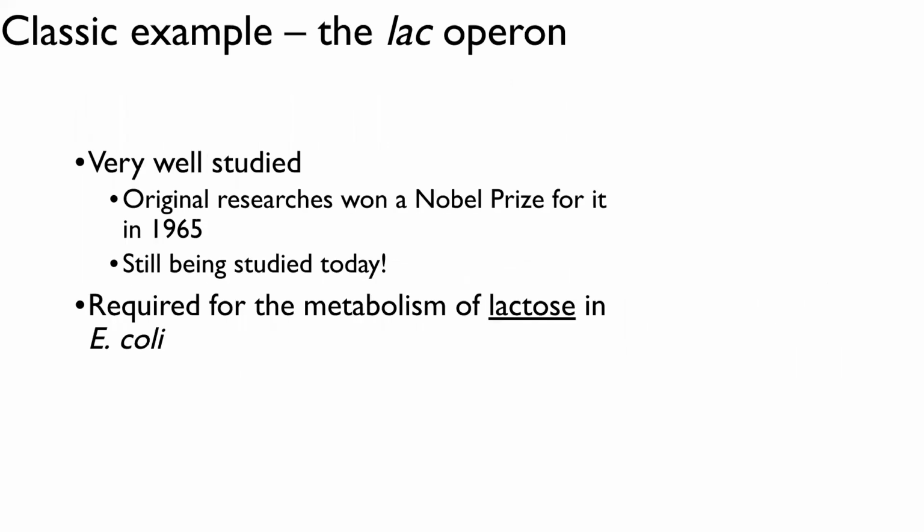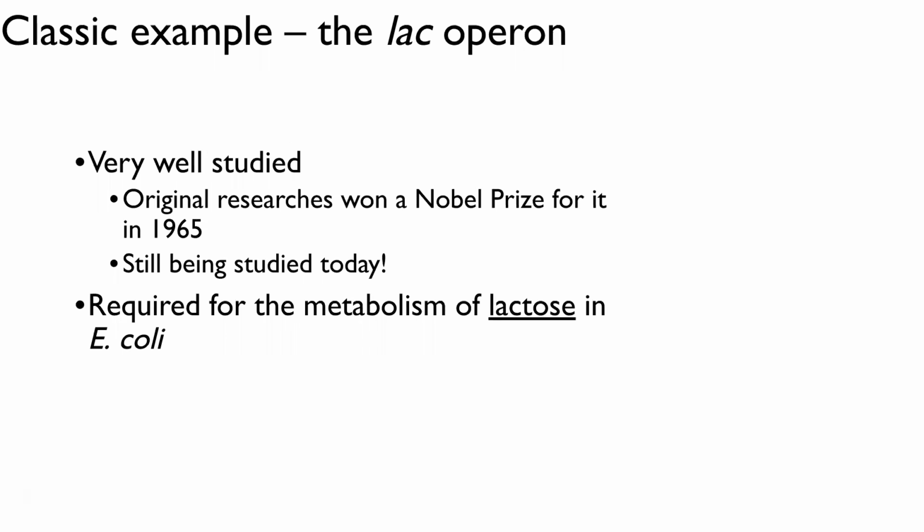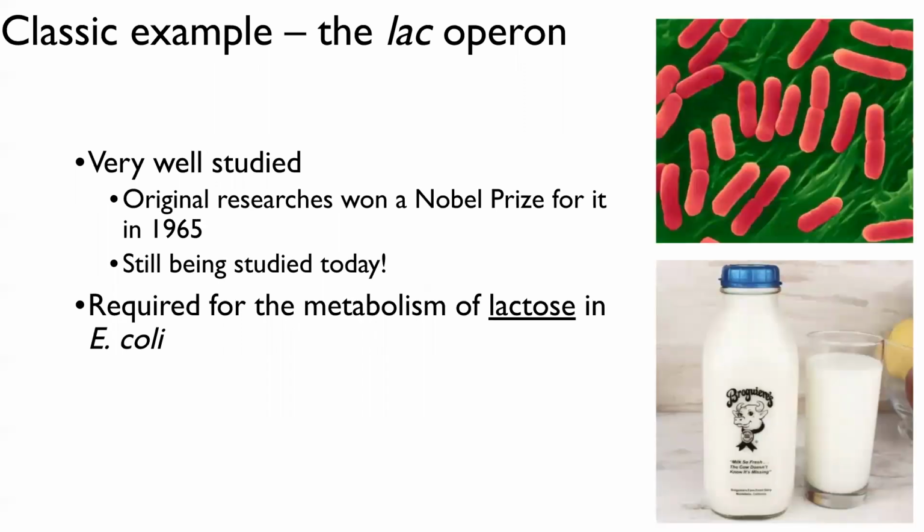The classic example that everyone uses when they talk about operons, and we're going to talk about here, is the lac operon. And it's very, very well studied. The original researchers won a Nobel Prize for it in 1965, and it is still an active area of research. The lac operon is required for the metabolism of lactose in E. coli. And lactose is a sugar. It's the primary sugar in milk. If you're lactose intolerant, you can't break it down, so your lac operon doesn't quite work. So just as a fun fact.